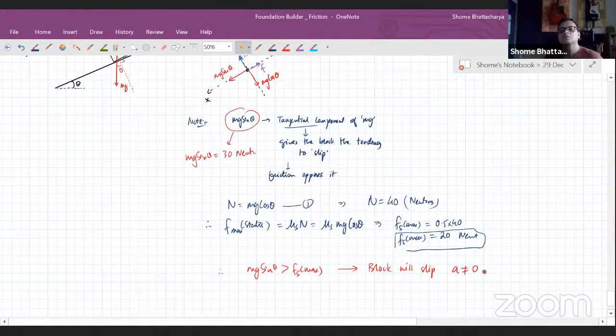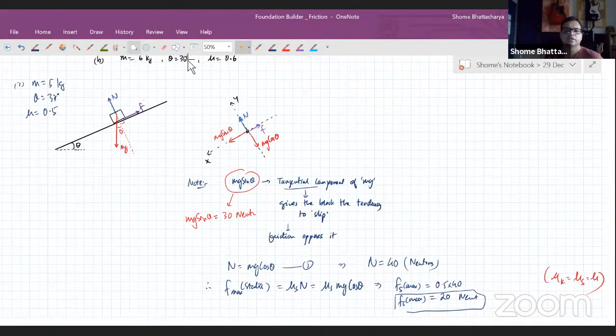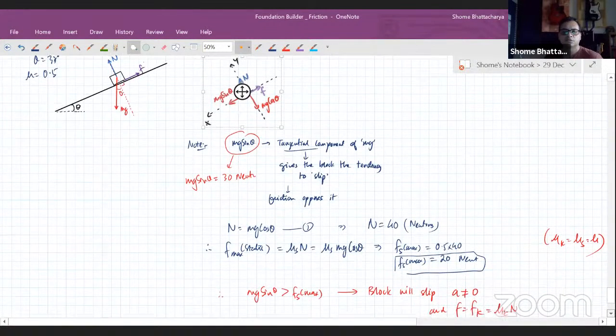So its acceleration will be non-zero, and the friction will be kinetic friction, which will be mu k into N. So in this case, that will be mu mg cos theta only, because the coefficient of kinetic friction is the same as the coefficient of static friction, equal to mu. Okay, so this free body diagram will now correspond to the situation that the block will be accelerating and the type of friction acting will be kinetic friction, which we have confirmed from the values.